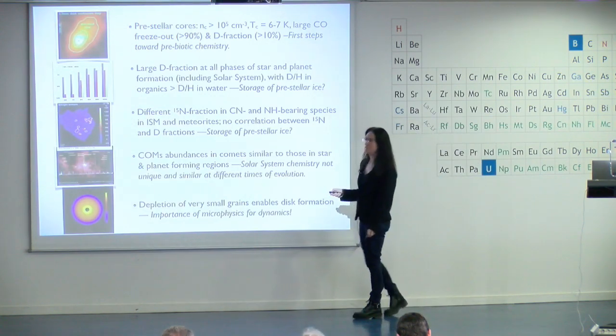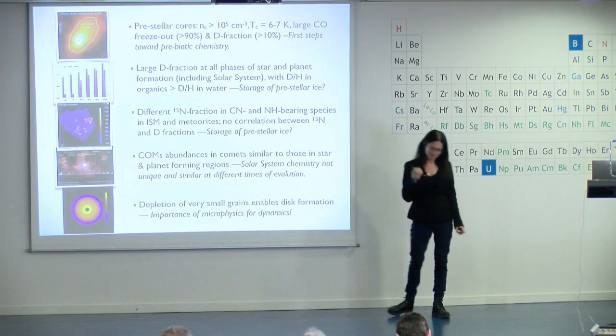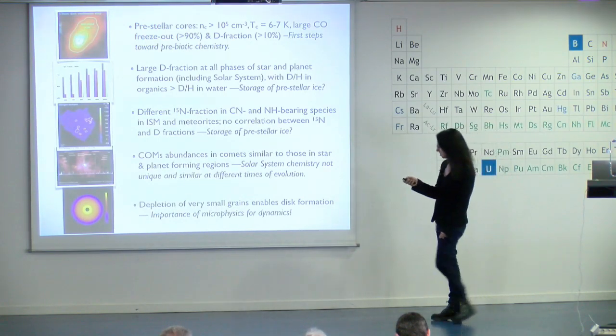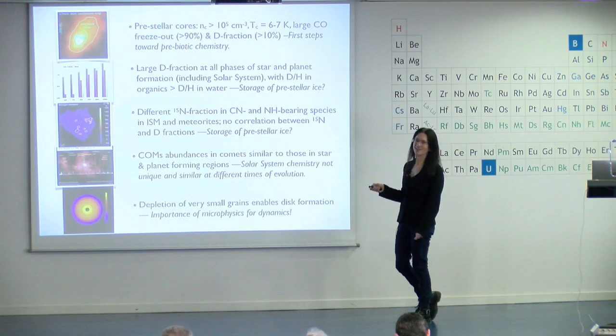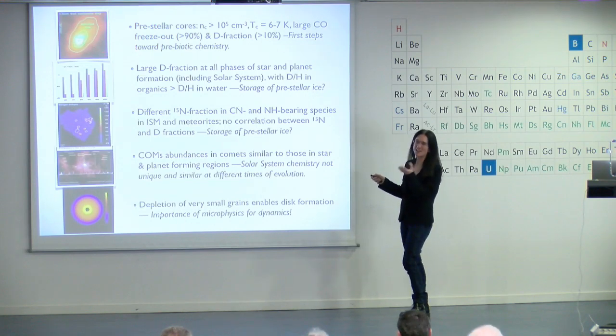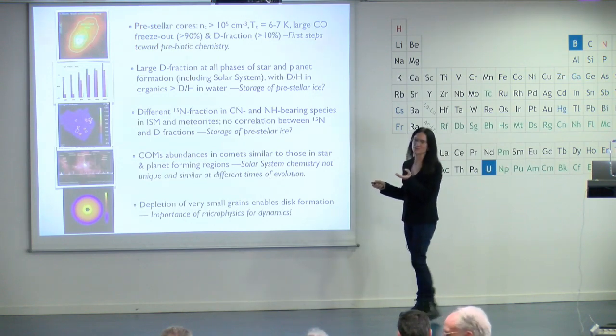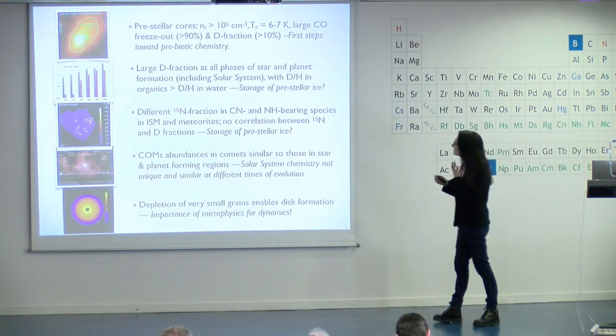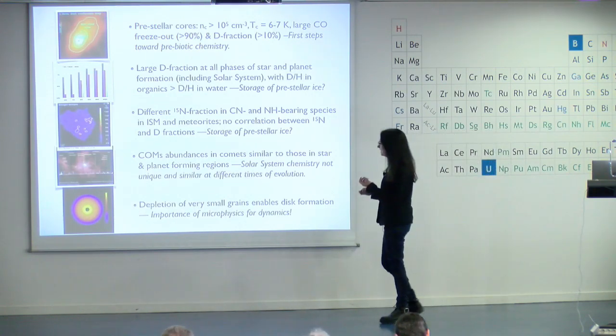So it seems that the basic chemistry is set at the very beginning. It's like the revenge of the prestellar cores, in a sense. And so it's really important, and easier, to study these processes at these stages because there is no stellar feedback, and you can at least attempt to understand the details.